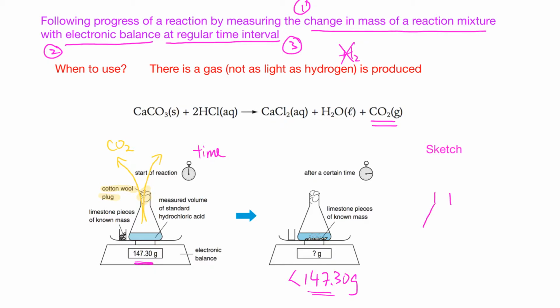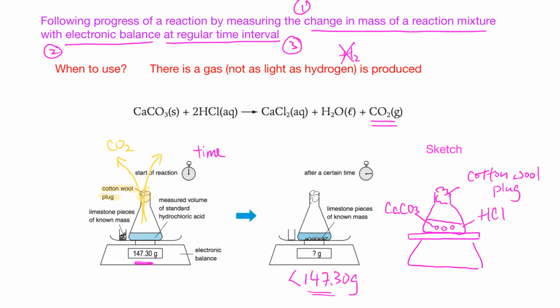What you need to do is just draw a conical flask, and in the conical flask you have HCl. Not only this, you can also draw the calcium carbonate in it as well. So the calcium carbonate will be like that. So you have a cotton wool plug, and you also need to have an electronic balance, and most important, you also need a timer. So you need a timer to measure the time that has passed for the reactions. Basically, you have to sketch the setup, very important, about 2 marks for this one.